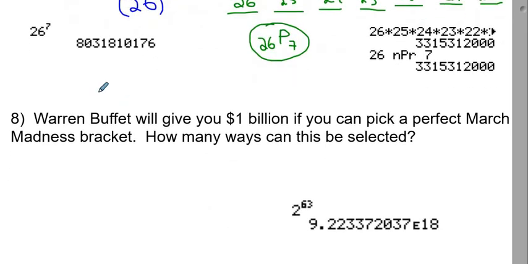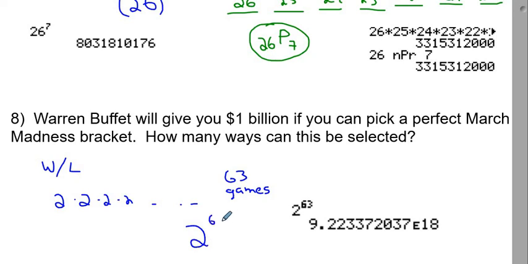Several years ago, Warren Buffett offered $1 billion if you could pick a perfect March Madness bracket. The reason he did that is when you think about a basketball game, there are 2 choices that can happen. You can win or you can lose, which means each game has 2 choices. Game after game after game, you would always have 2 choices. And there were actually 63 games played in the March Madness tournament, which means you would have 2 written out 63 times, or 2 to the 63rd power, which, as you can see, is a very large number.